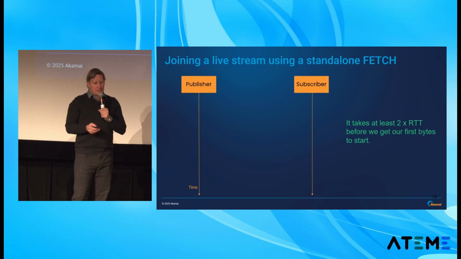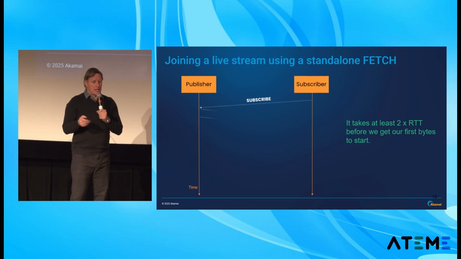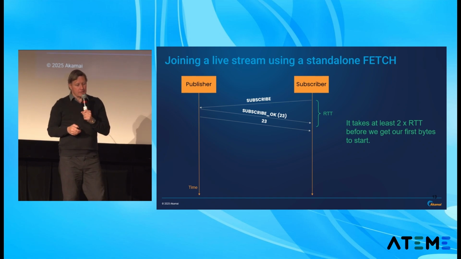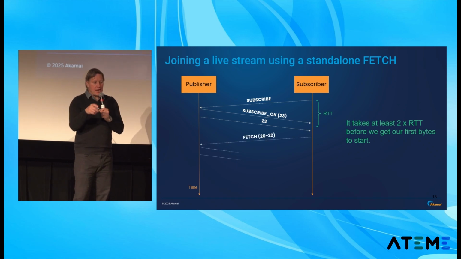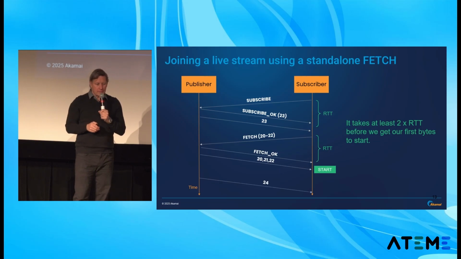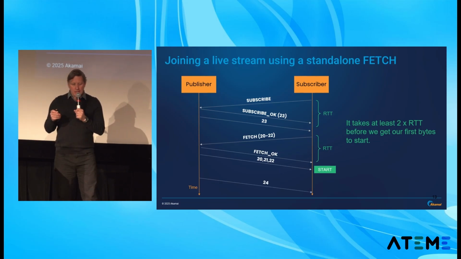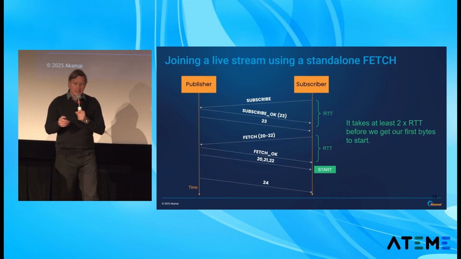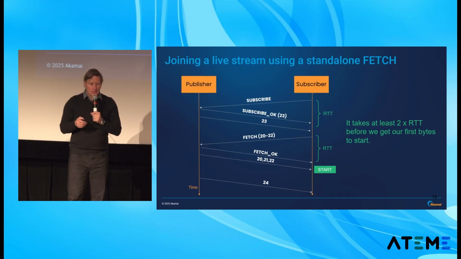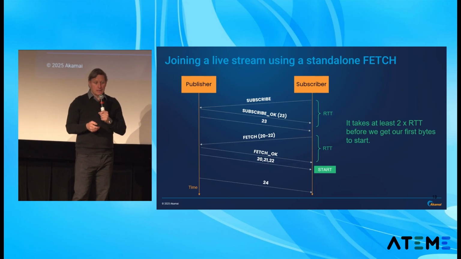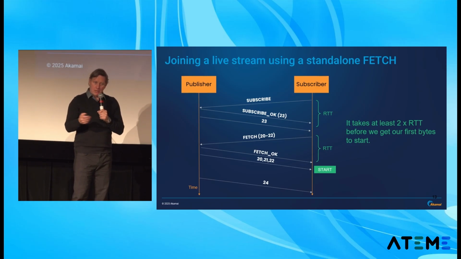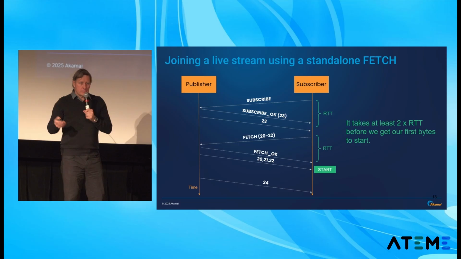So I have a representation of it here. This is joining a live stream using the standalone fetch. I have to do subscribe. When it comes back, it tells me what the head of the subscribe is, and I get that object. And then I have to fetch the objects that I want right in front of it. The consequence is I have 2 RTTs to start. Now, if you're very close to the edge server, maybe that doesn't matter. But when we get to real-time media, that does matter, right? My RTT might be 100 milliseconds. If I'm on Starlink, it might be 500 milliseconds.